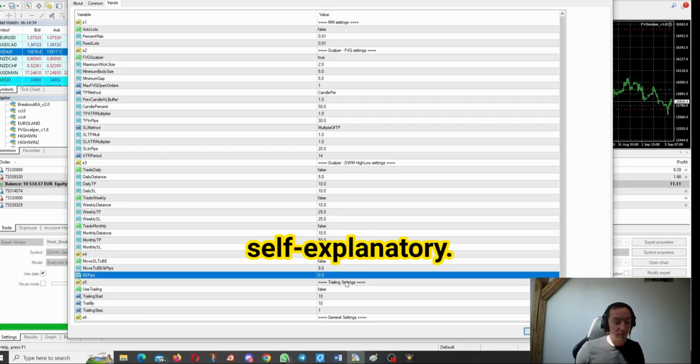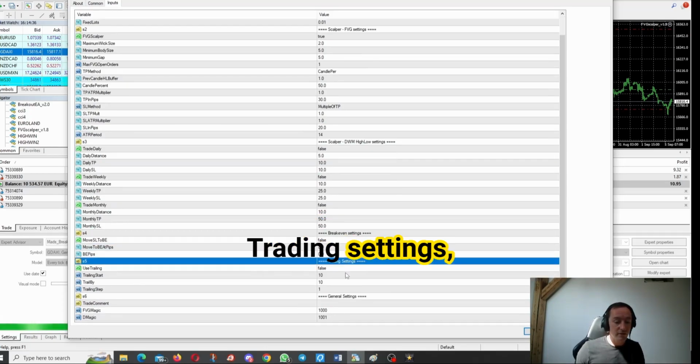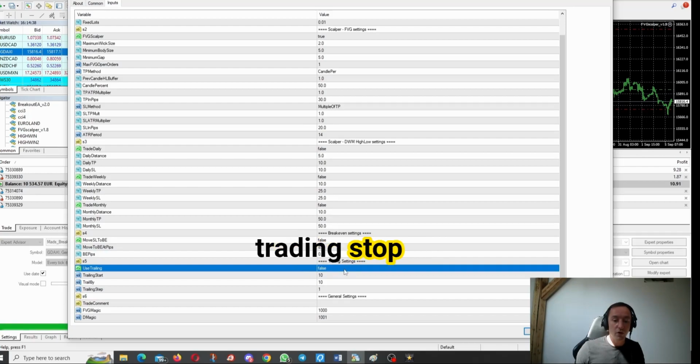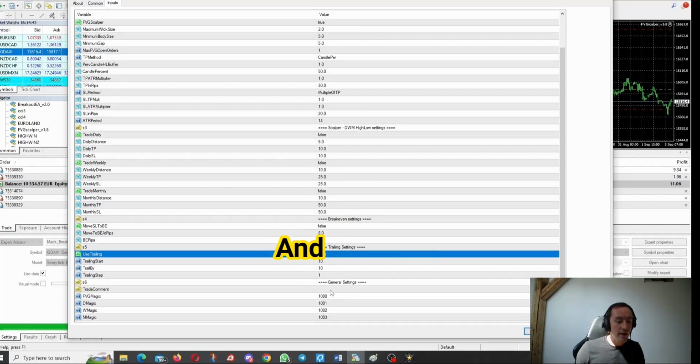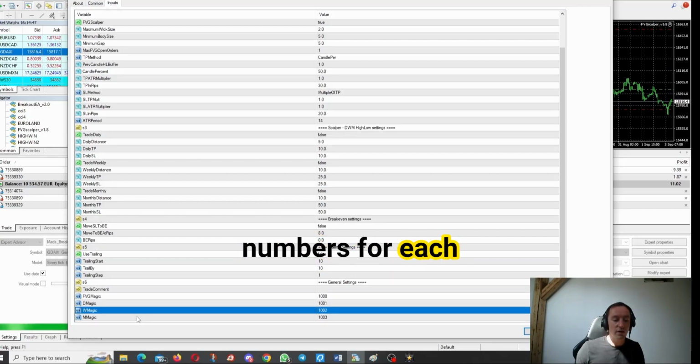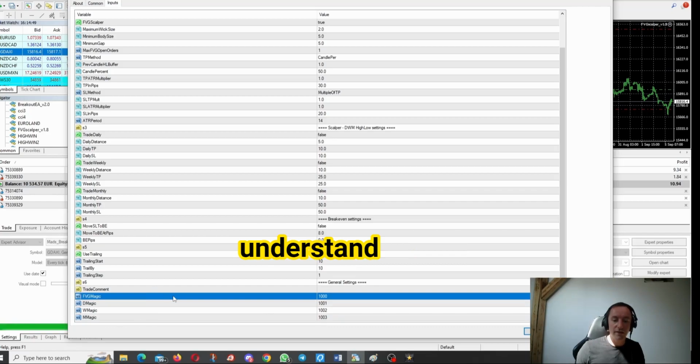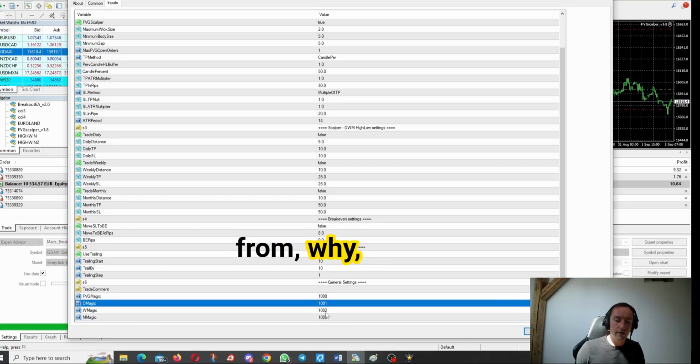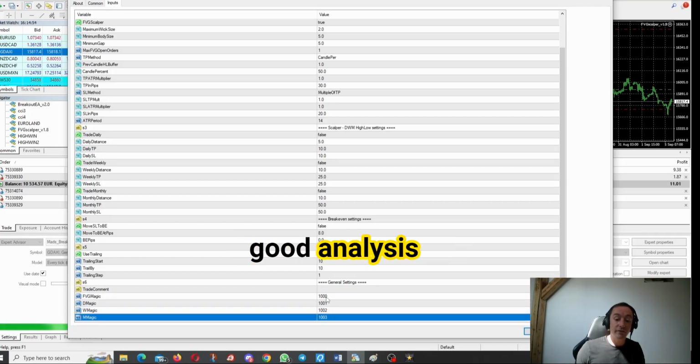Break-even settings, I think self-explanatory. Trading settings, same deal. If you want a trailing stop for any of the bots, any of the positions, you can turn them on. And I've basically got magic numbers for each aspect, so you can understand where the trades come from, why, and you can do good analysis of the bot results.